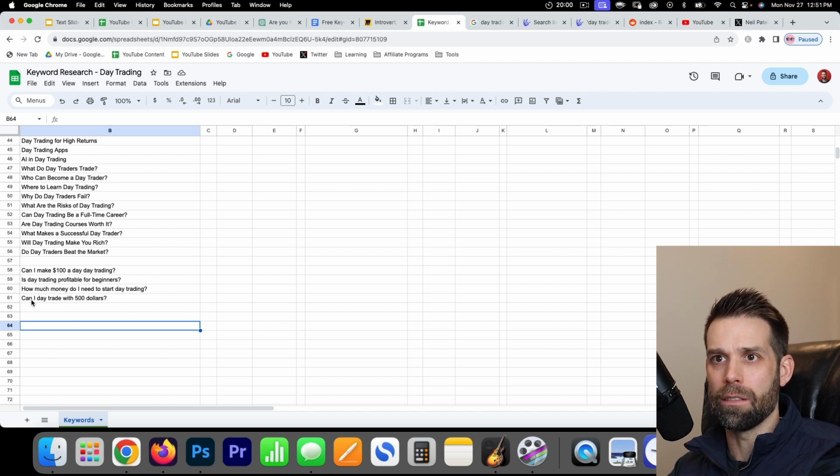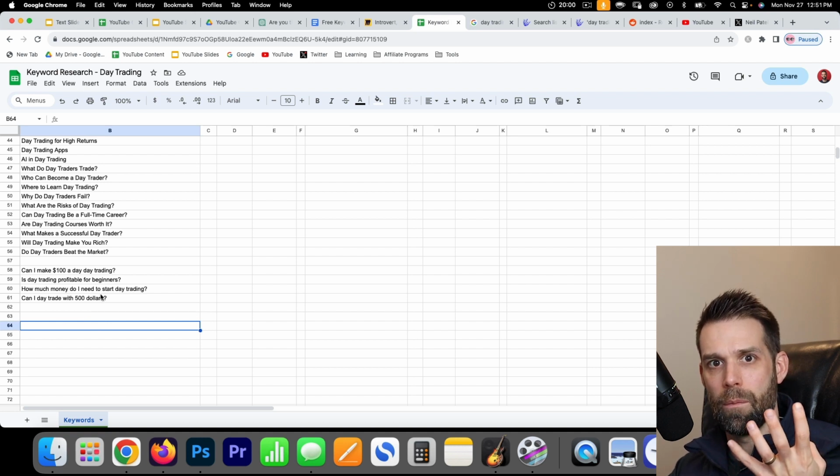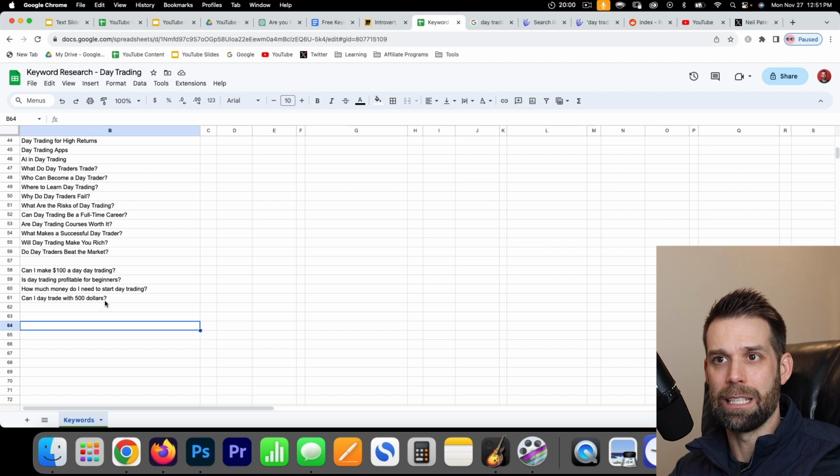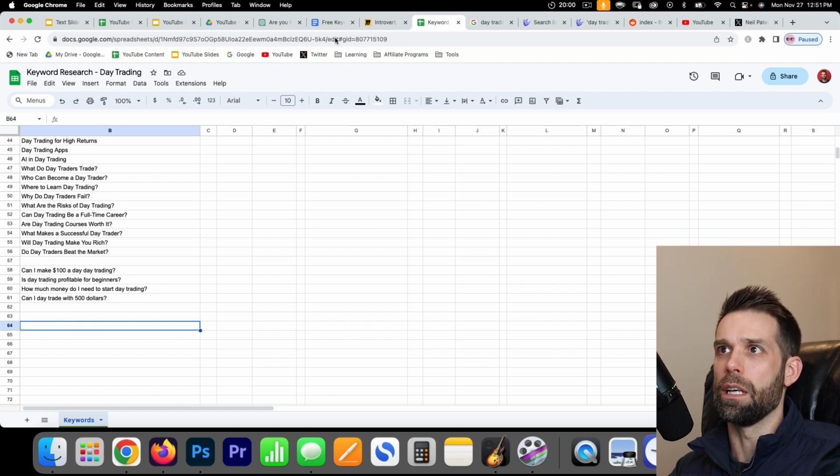You might have duplicate keywords such as, can I day trade with $500? I wouldn't want to also create an article, can I day trade with $1,000? I'd want to wrap all those up into one larger article that discusses day trading with the right amount of money, as opposed to doing a dozen articles that just have different dollar values. You certainly probably do not want to do that.